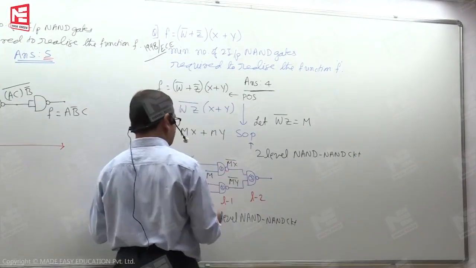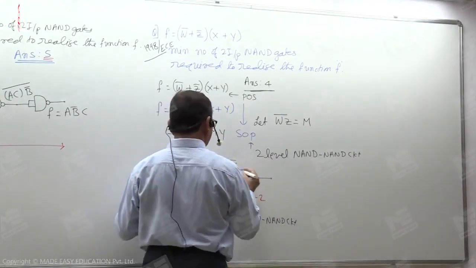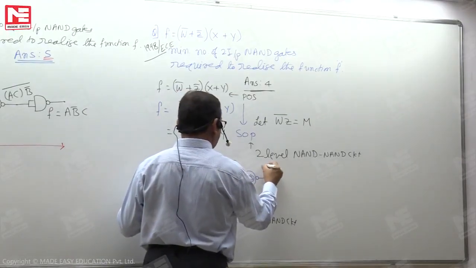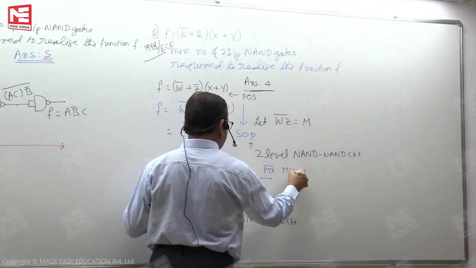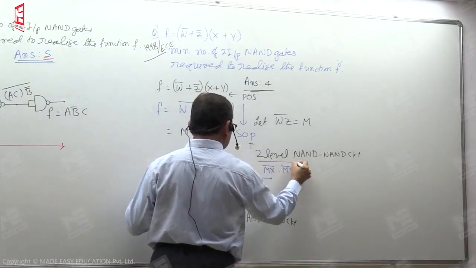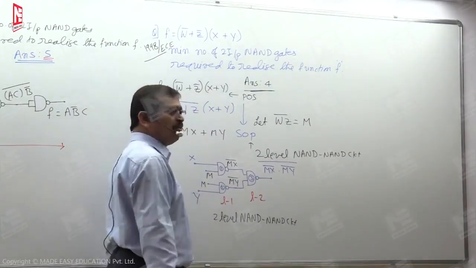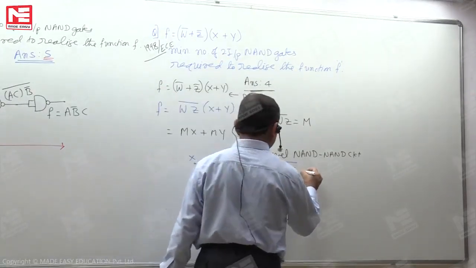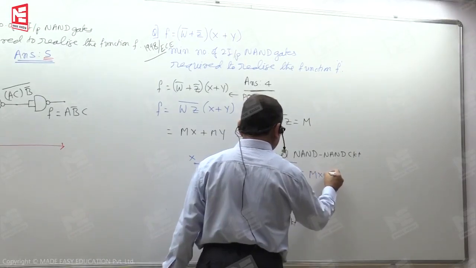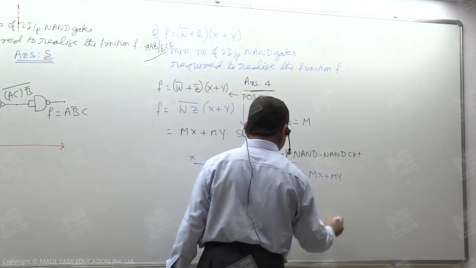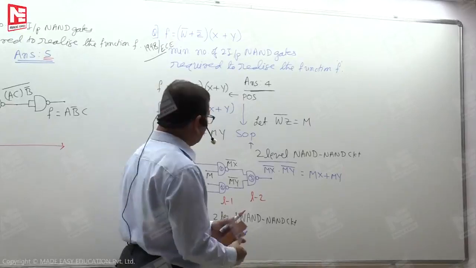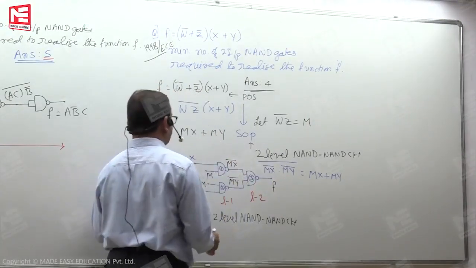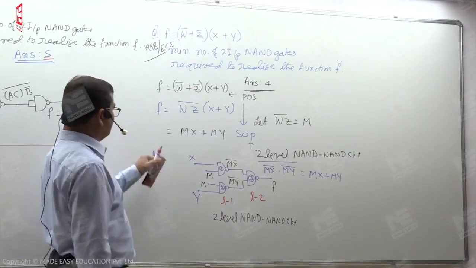Coming to the question. One input is MX complement. The other input to this third gate is MY complement. So MX complement and MY complement, overall complemented, is effectively, using De Morgan's property, MX or MY. It is the one we are expecting from the circuit, that is F.